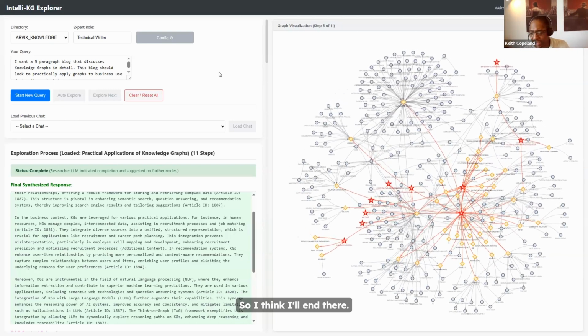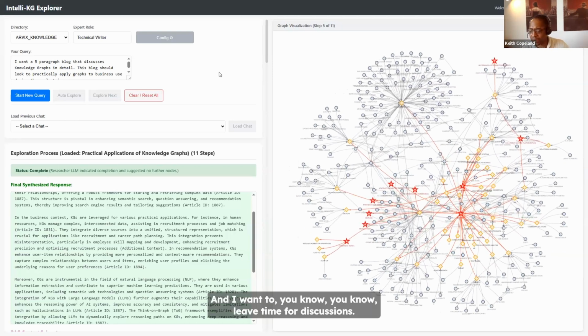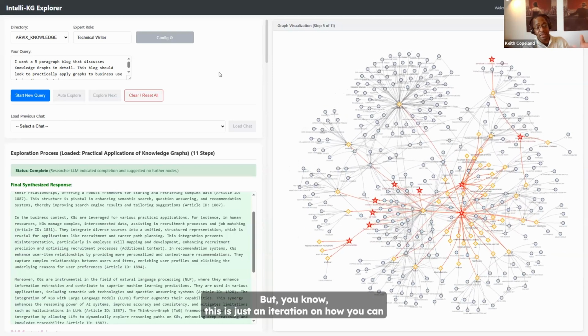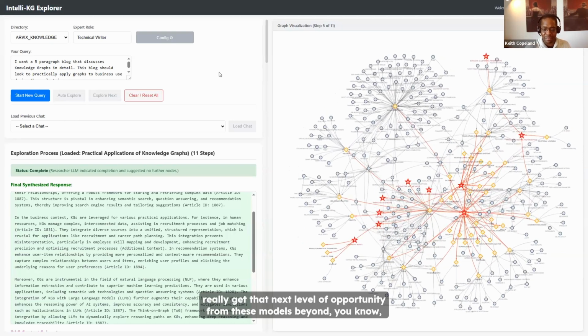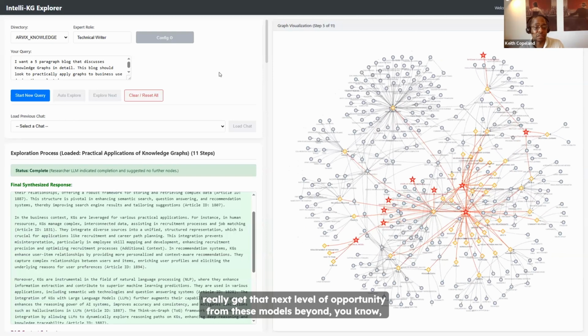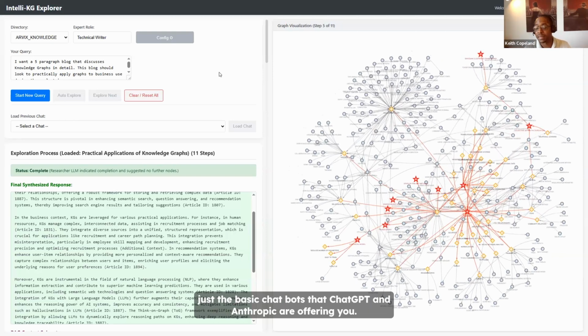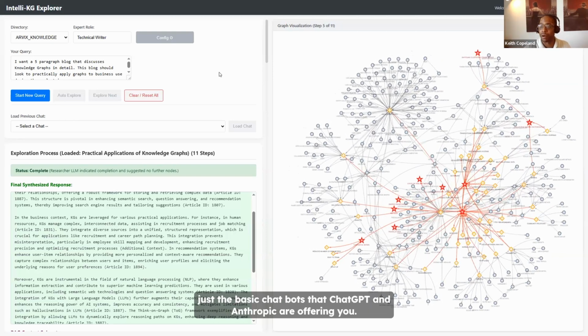So I think I'll end there. I don't want to take too much time, and I want to leave time for discussions. But this is just an iteration on how you can really get that next level of opportunity from these models beyond just the basic chat bots that ChatGPT and Anthropic are offering you.